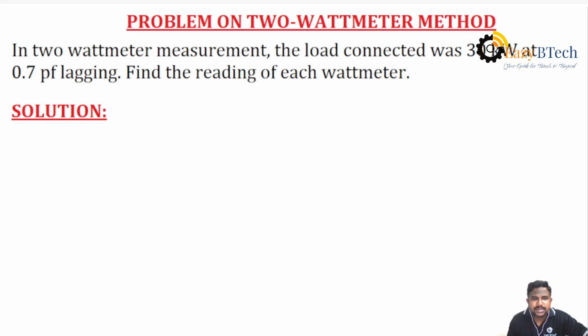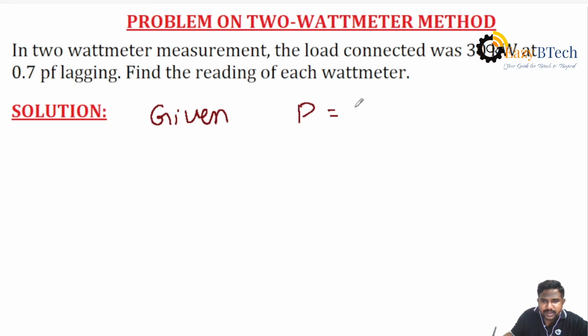For example, the problem is: in 2 wattmeter measurement, the load connected is 30 kilowatts at 0.7 power factor lagging. Find the reading of each wattmeter. First of all, in the given problem, what values are given? The total power is 30 kilowatts, and also the power factor is given, cos phi is 0.7.